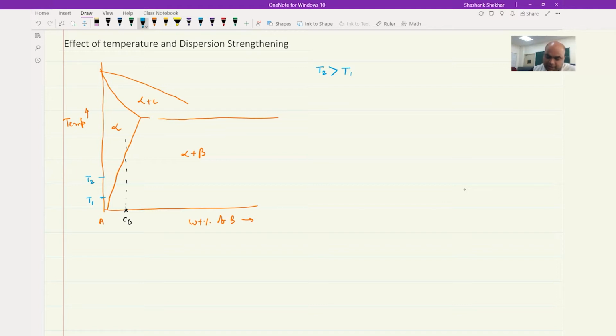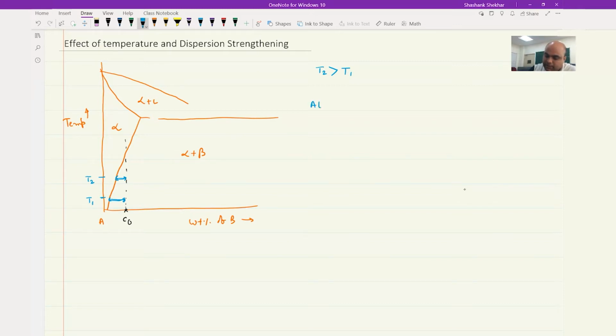Now, since we are aging it, beta will come out from the alpha matrix, and this beta is actually the precipitate. So if we age it at T1, we are going to have this much beta volume fraction eventually at equilibrium, and at temperature T2, this is the beta fraction, right? If you use the lever rule, you are going to get the volume fraction of beta and alpha respectively. So this much at T1 and this much at T2 is your fraction of beta in the microstructure.